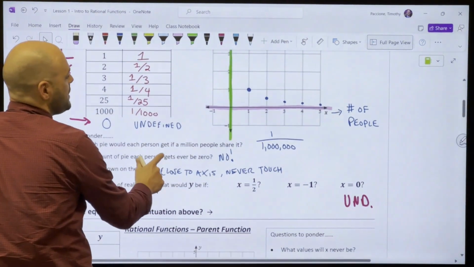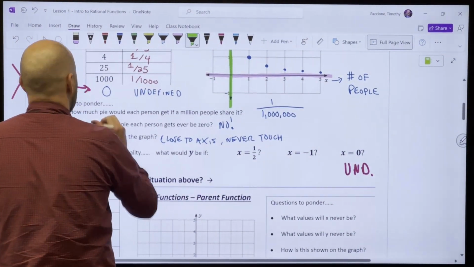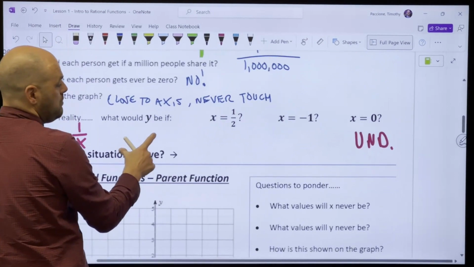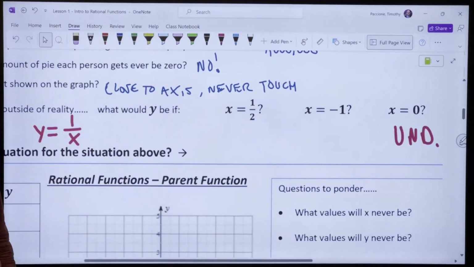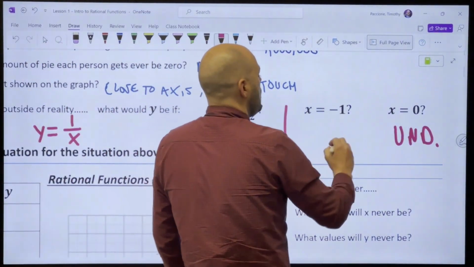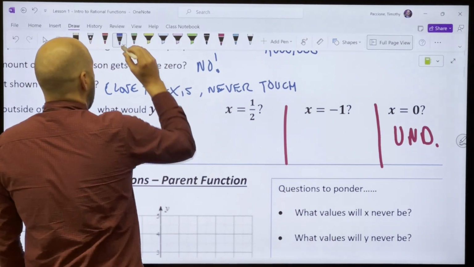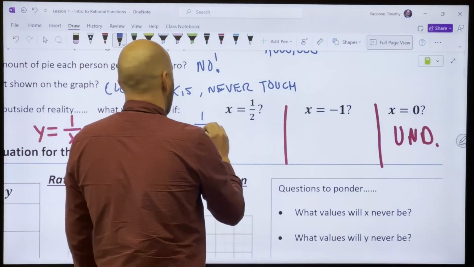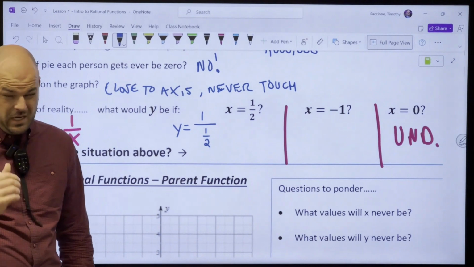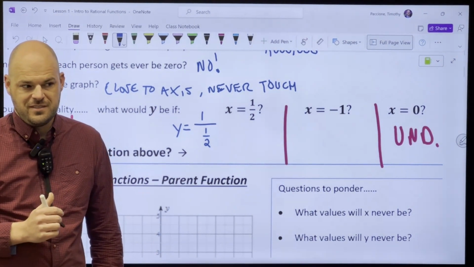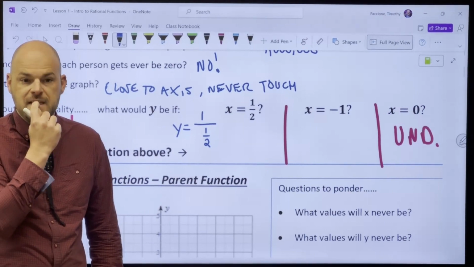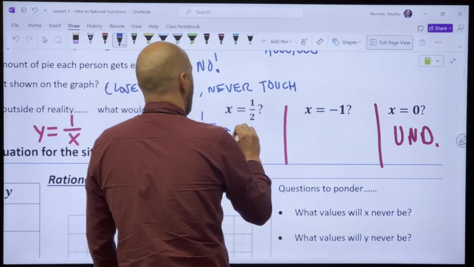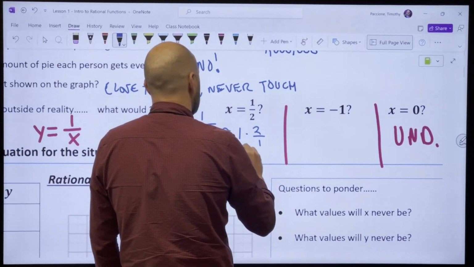Now, let's talk about when x was 1/2. Now that we know the function is y equals 1 over x, we can start to look at a couple values that don't make sense for pie. Half a person, -1 people, that wouldn't make sense. But we can do it here. So if x equals 1/2, I would do y equals 1 divided by 1/2. Anybody remember how to divide fractions? Multiply by the opposite. Yeah, you flip it. Keep, change, flip. You multiply by the reciprocal. So this is really like 1 times 2 over 1, which is 2.